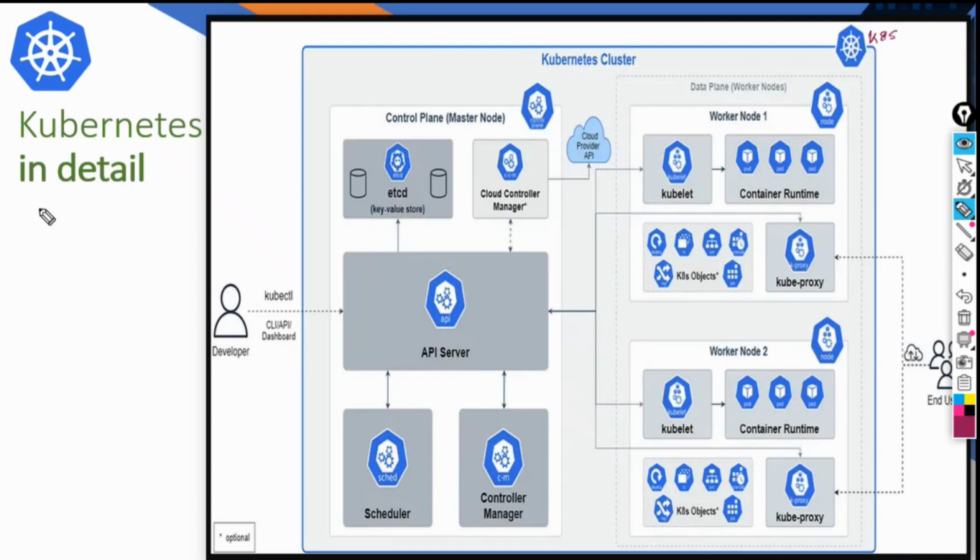By the way, Kubernetes is K and S, and in the rest there are 8 characters: 1, 2, 3, 4, 5, 6, 7, 8. So it is K8S. Okay. So this is a Kubernetes cluster.